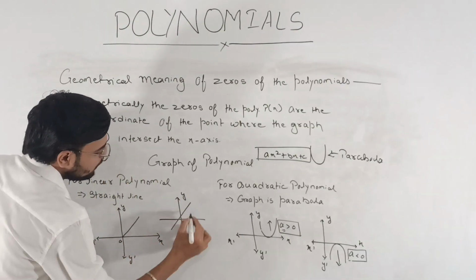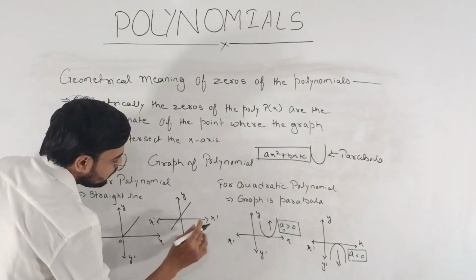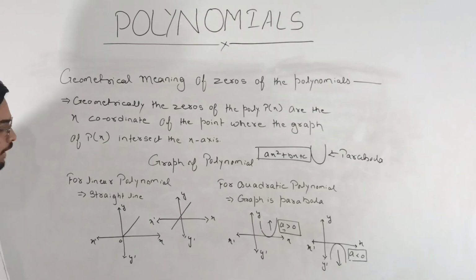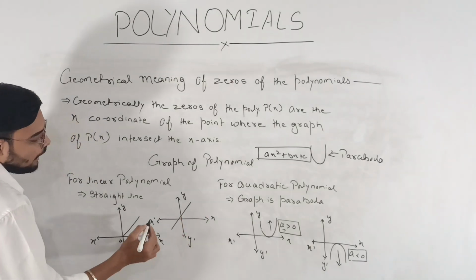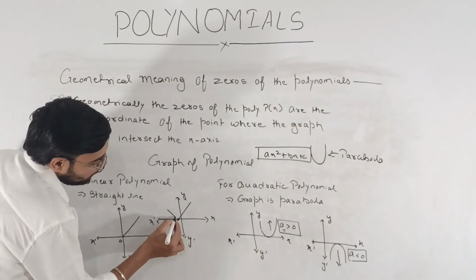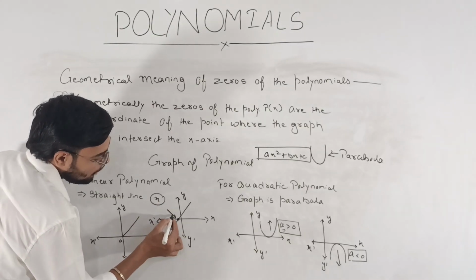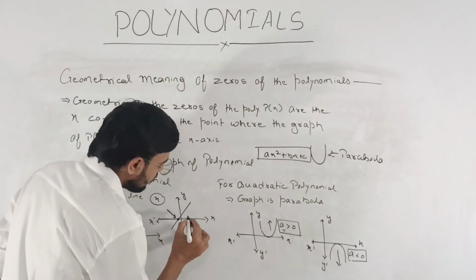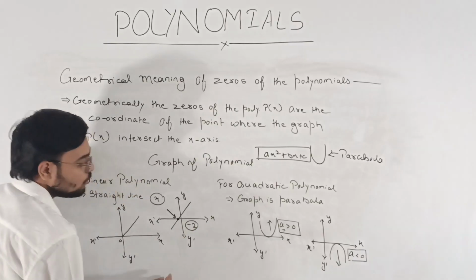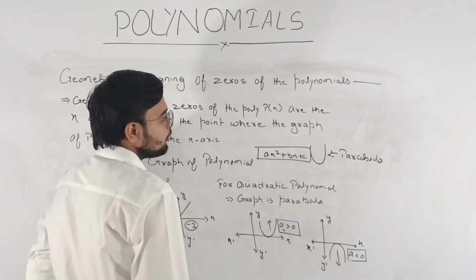Now look, this one is the y-axis, this one is y dash, this is the x-axis, this one is x dash. This is a straight line, which means this is the graph of a linear polynomial. And this graph intersects the x-axis at this point. The x coordinate of this point is called the zero of the polynomial. Suppose the x coordinate of this point is minus 2, then minus 2 is the zero of this linear polynomial. Understand?